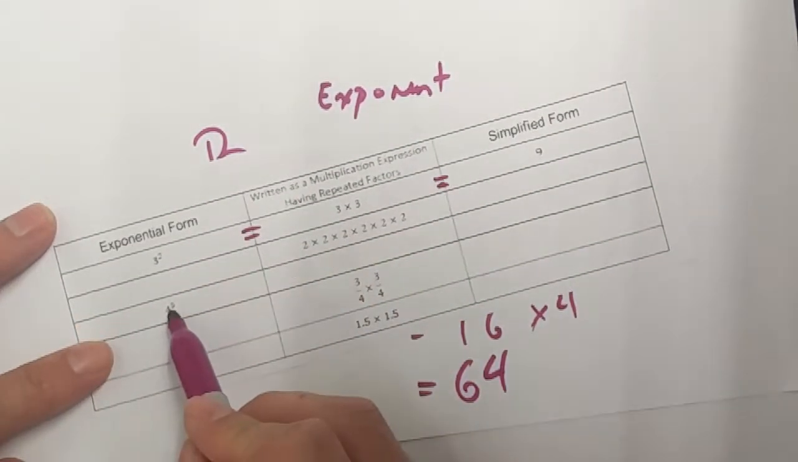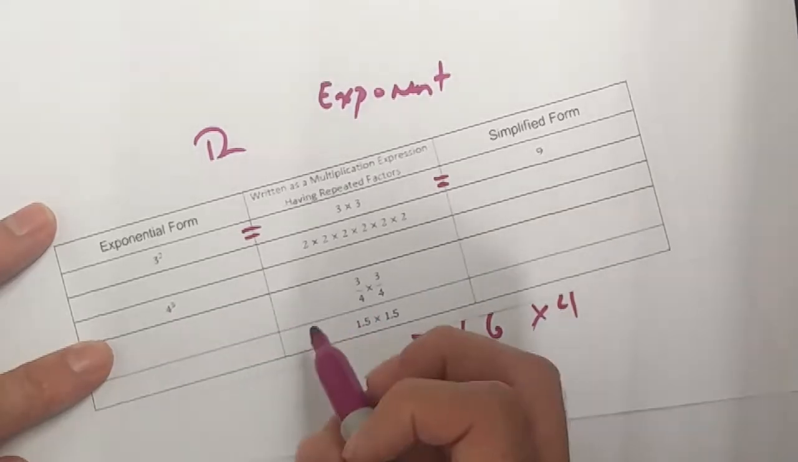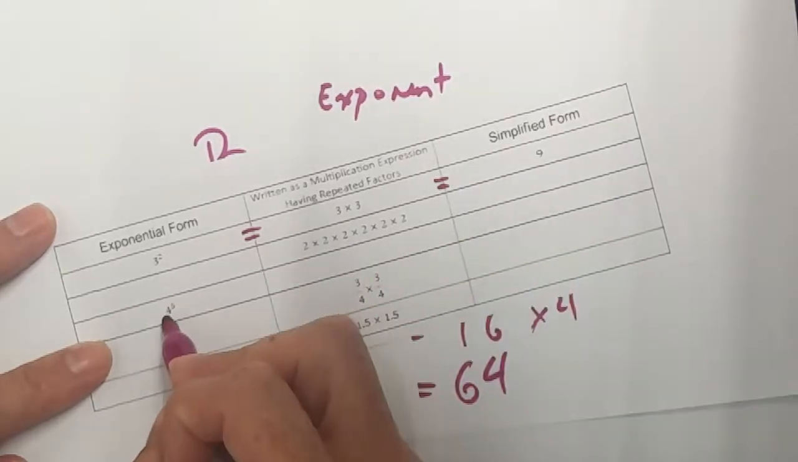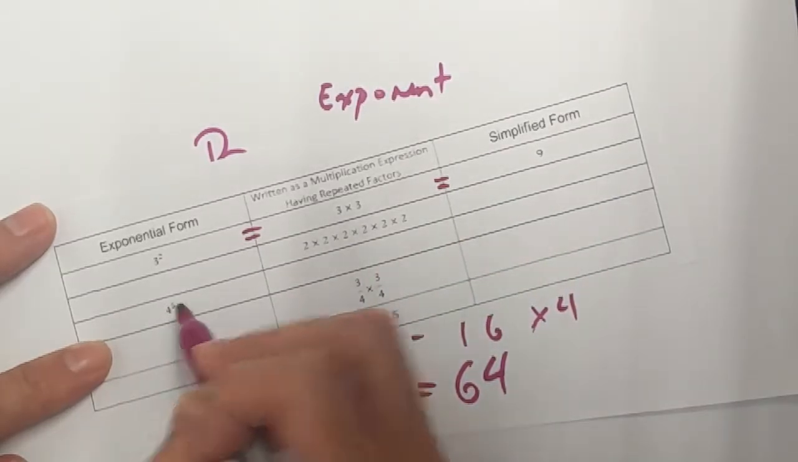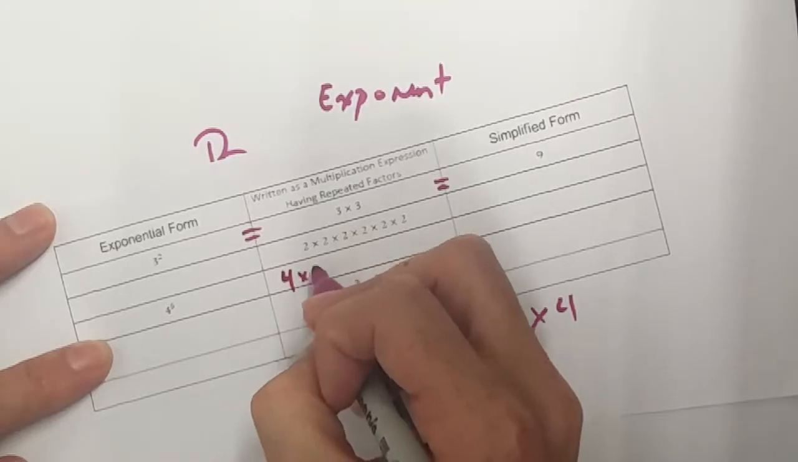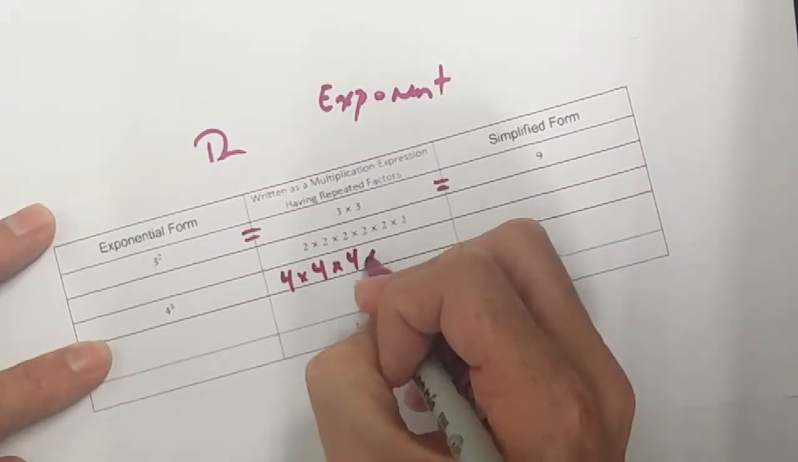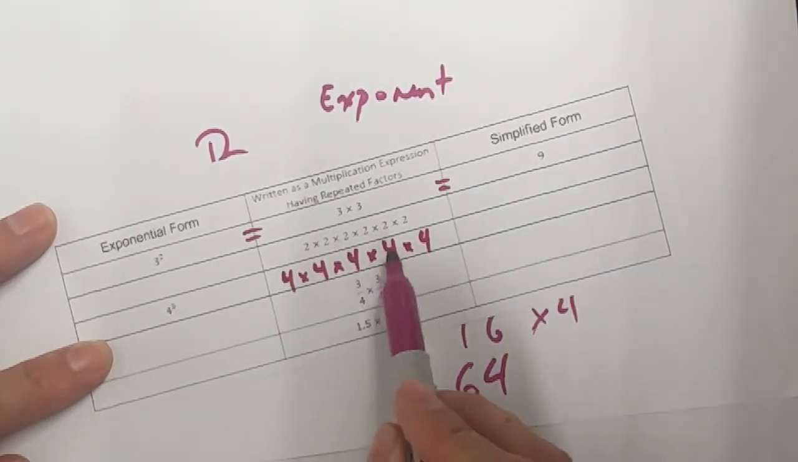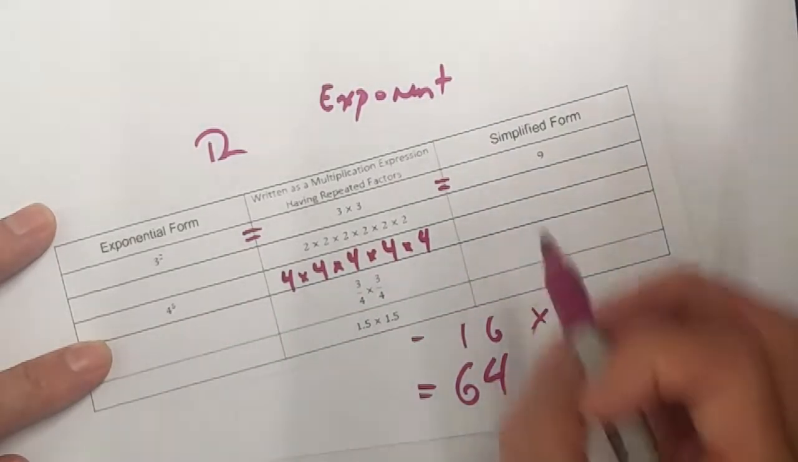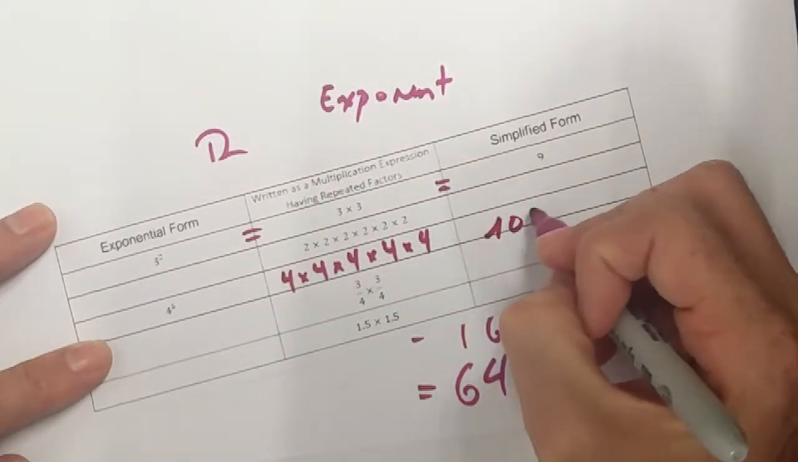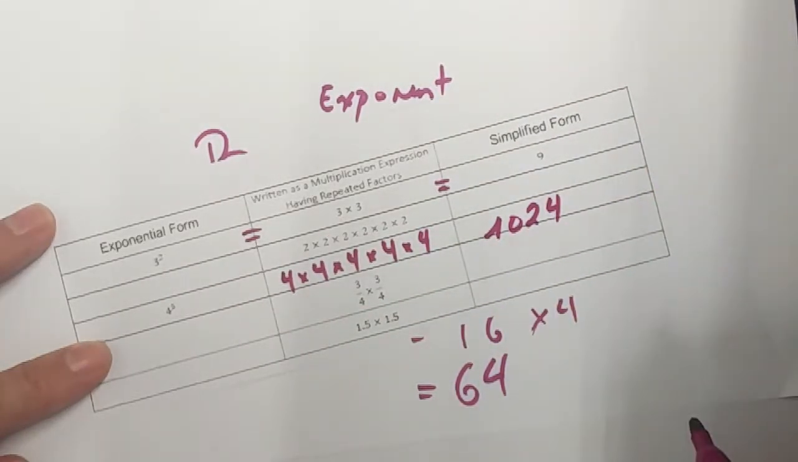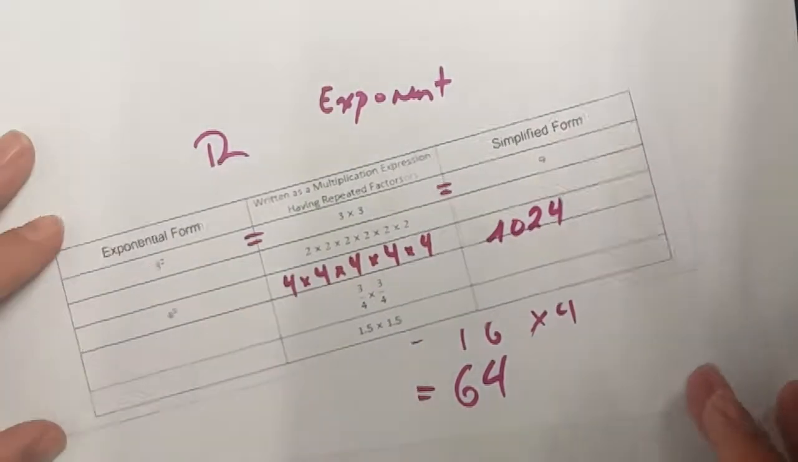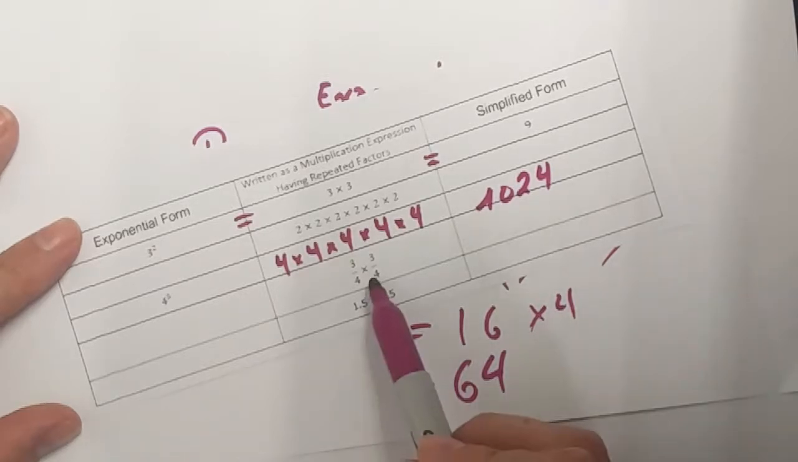Let's hop down to this one here. I have 4 to the power of 5. So if I write that out in my expanded form, that means I have my base, which is 4. How many times do I have that? 5 times. So I have 4 times 4 times 4 times 4 times 4. I have 1, 2, 3, 4, 5. So I have 4, 5 times. And if I times this all together, it should be 1024.